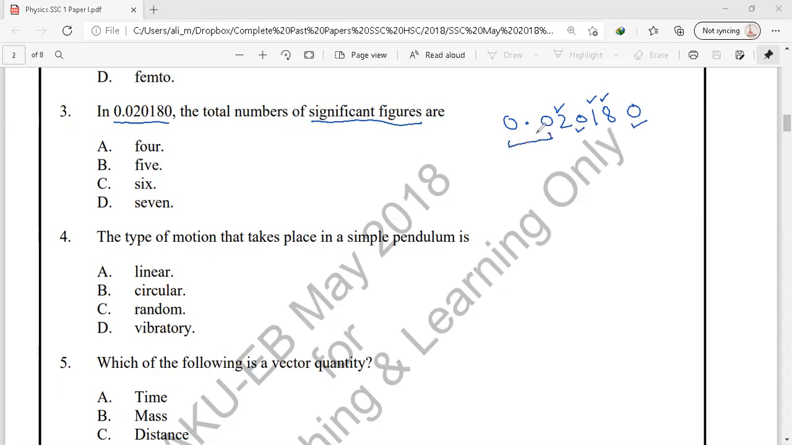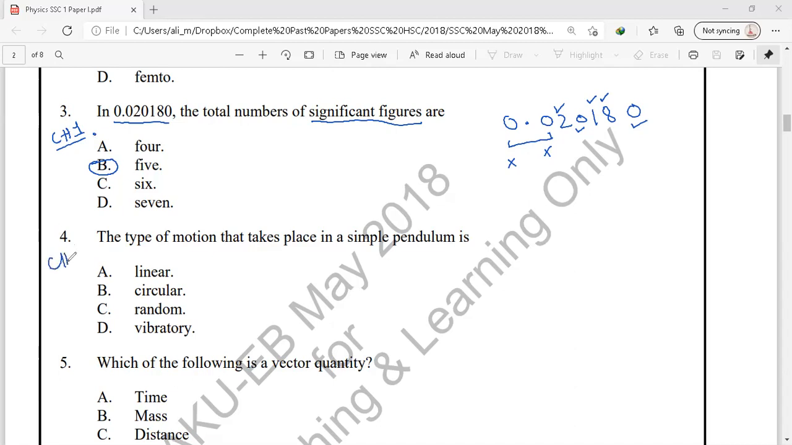Finally, starting these zeros, two zeros are non-significant because these zeros are the starting zeros of our decimal number. So these zeros are non-significant. So overall, we have 5 significant figures in this expression. So the correct option is option B. And this question is also from our chapter number 1, Physical Quantities and Measurement. So let's come to question number 4.